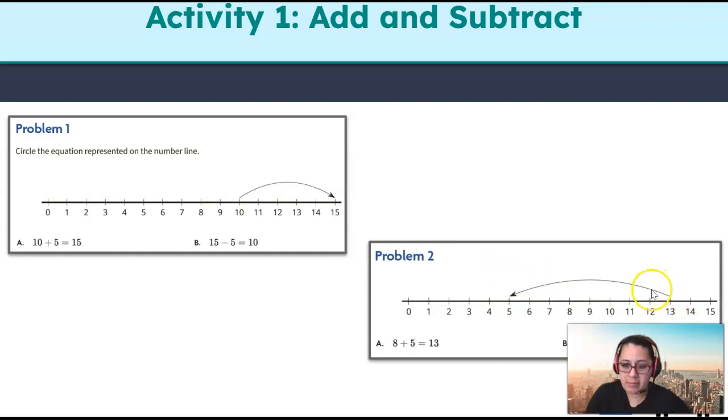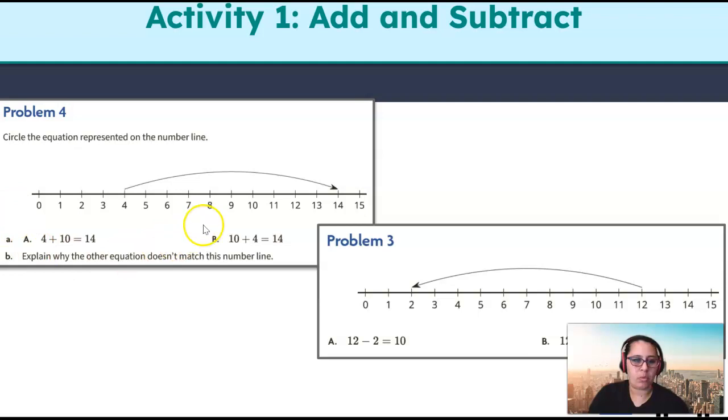Because if we went 5, 1, 2, 4, 5, it does equal 8. But why are we on 5? Why does it land on 5? We're just waiting. That's right. It was trying to trick us, huh? All right.